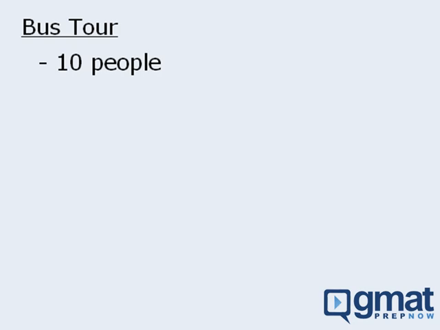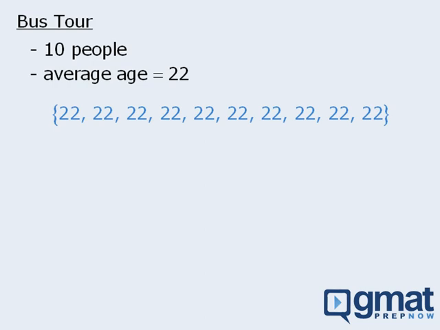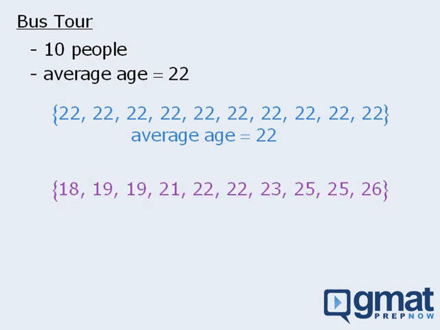Next, since you want to travel with people your own age, you ask for the average age of the other travelers, and the agent tells you that the average age is 22. Now, since you happen to be 22 years old, this sounds like a great trip. The only problem is that there are many possible ways in which 10 people can have an average age of 22 years. For example, all 10 people could be 22 years old, in which case the average age is definitely 22. Or these could be the ages of the 10 people, in which case the average is also 22.